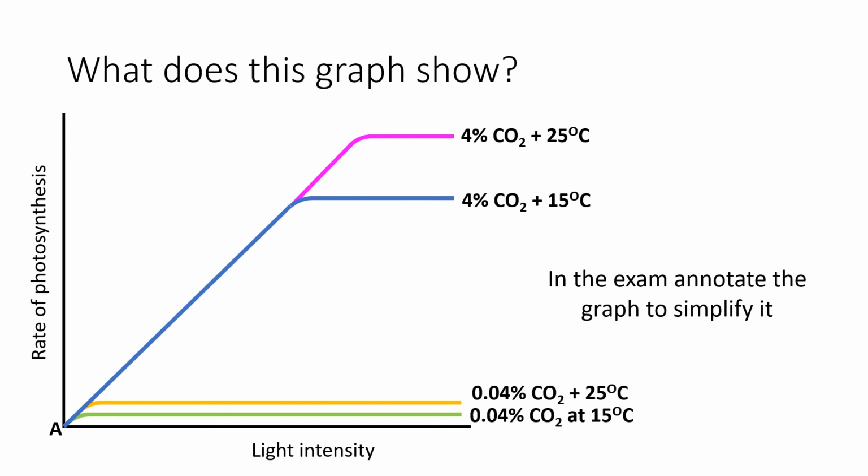But we do know between the pink horizontal line and the blue horizontal line that temperature is the limiting factor, because if it wasn't, then increasing from 15 degrees Celsius to 25 degrees Celsius would not result in any change in the rate of photosynthesis. The fact that increasing the temperature does change the rate of photosynthesis indicates that the temperature is the limiting factor.